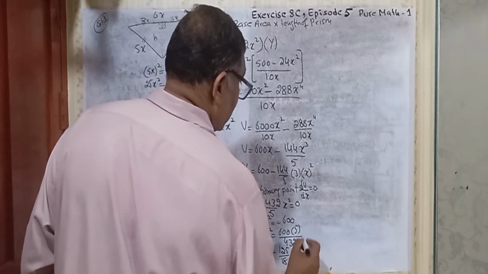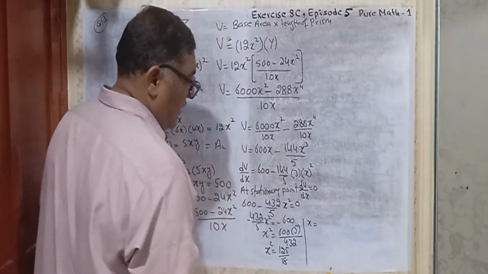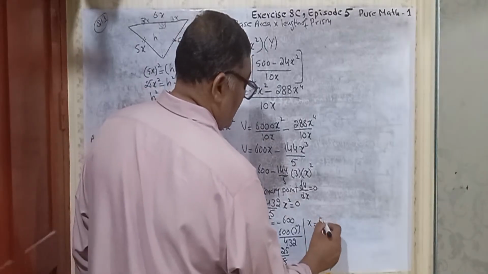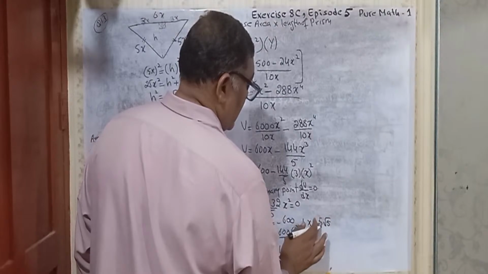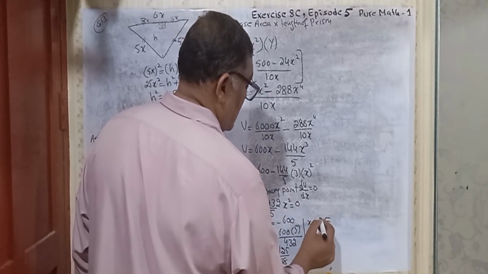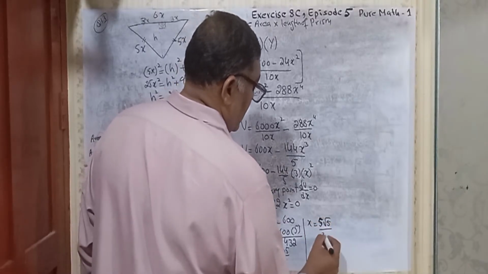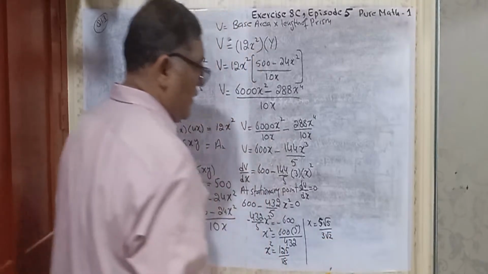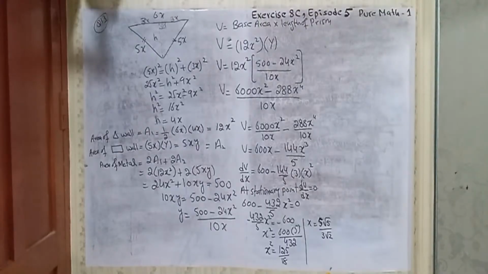So when you take the square root, x will be equal to the square root of 125, which is 5 under root 5, and the square root of 18, which is 3 under root 2. Okay, so this is my x value. I'm trying to match the answer with the answer given in the book.